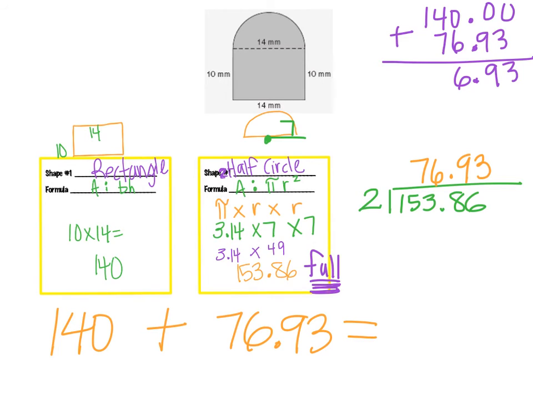6 plus 0 is 6, 4 plus 7 is 11, and 1 plus 1 is 2. So in this one, my final answer, I have 216.93, and I need to make sure I go back and put in the units. This diagram was measured in millimeters, so I'm going to put millimeters, and that last final thing to show you're doing area is the little 2 exponent for squared. 216.93 millimeters squared.